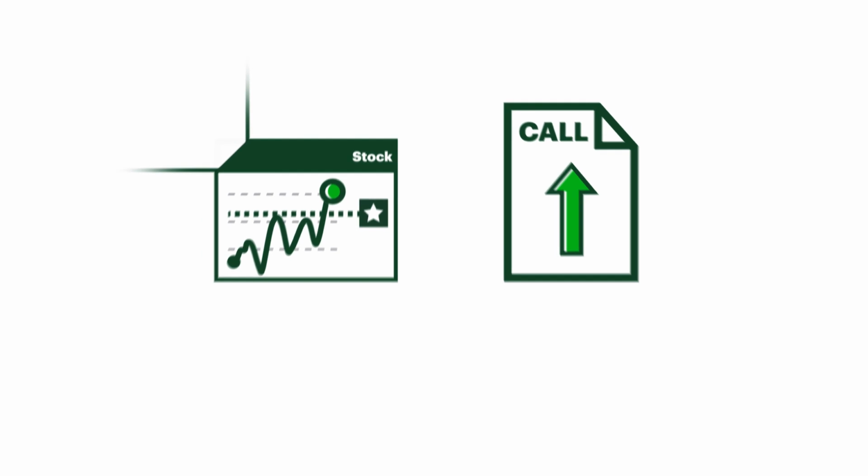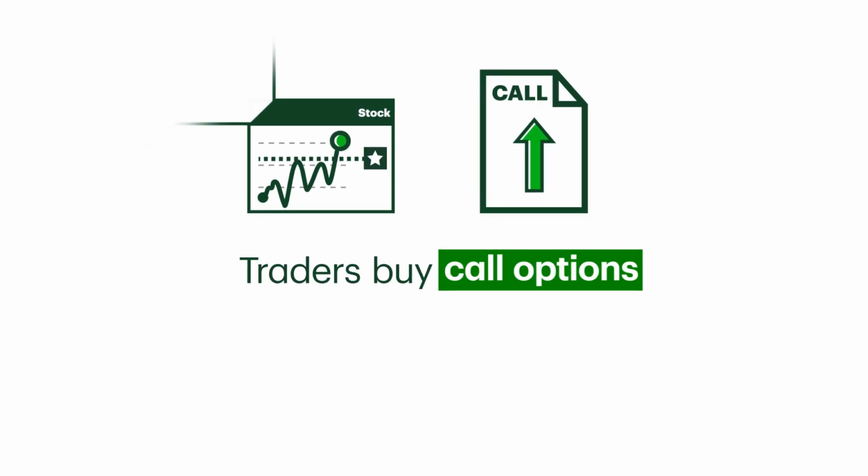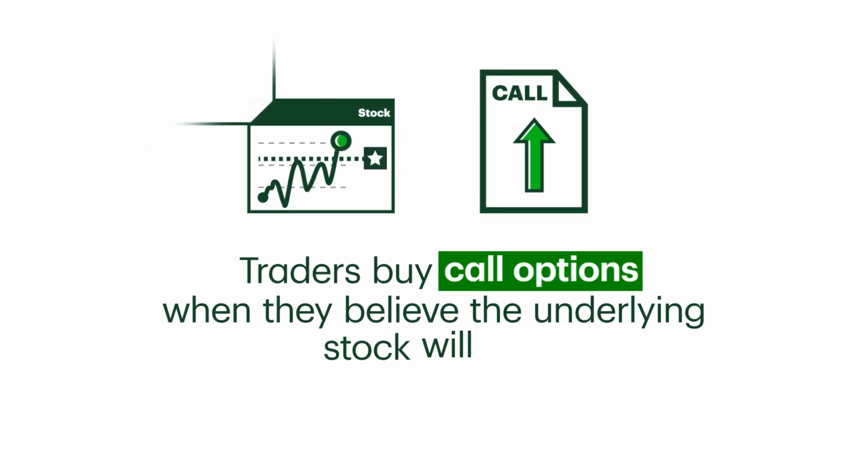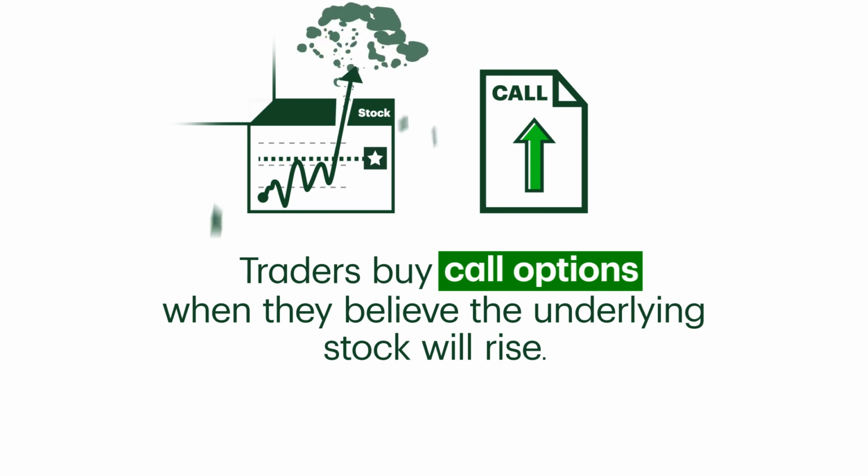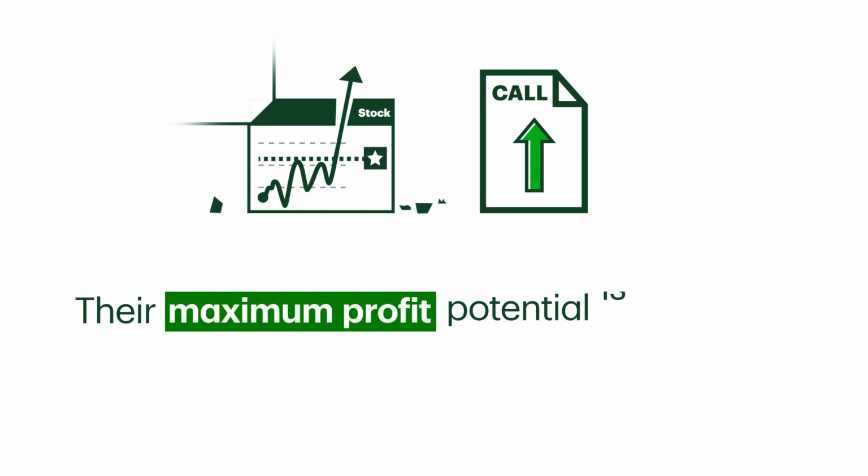So for calls, the price of the option contract moves in the same direction as the underlying stock. In most cases, if the price of the underlying stock goes up, the price of the option does too. Traders buy call options when they believe the underlying stock will rise. And since a stock can go up indefinitely, their maximum profit potential is unlimited.